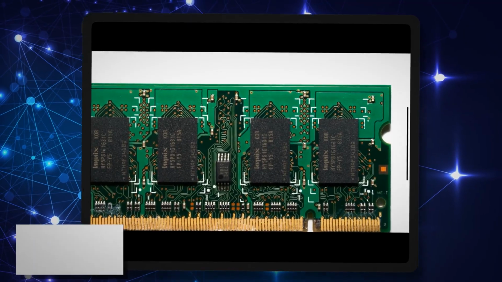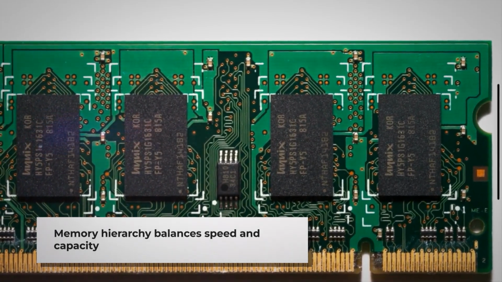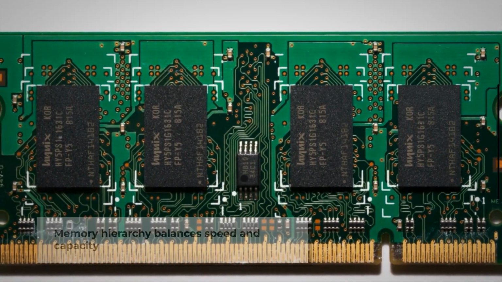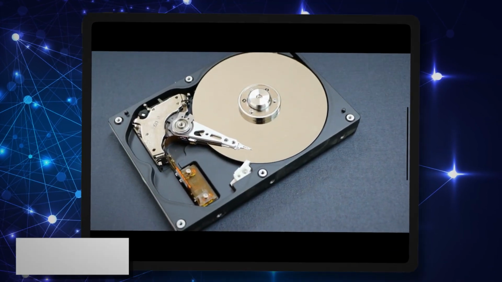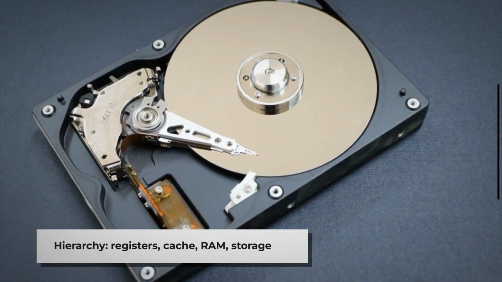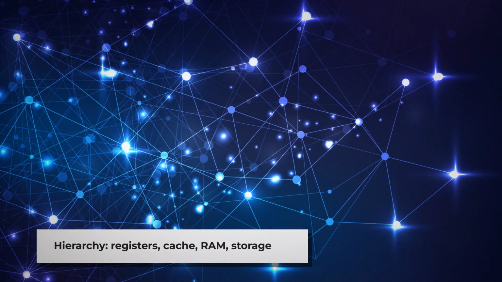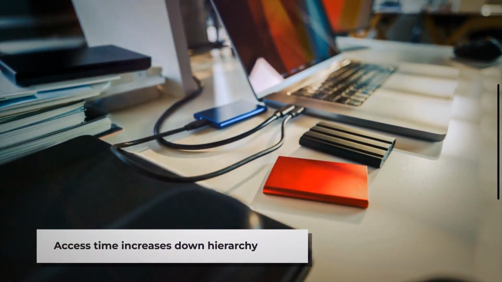Memory is organized in a hierarchy based on speed, cost, and capacity. At the top of the hierarchy is the processor's registers, which provide the fastest access but have very limited capacity. Next comes cache memory, followed by main memory or RAM, and finally secondary storage like hard drives or solid-state drives. As you move down the hierarchy, access time increases, but so does capacity.